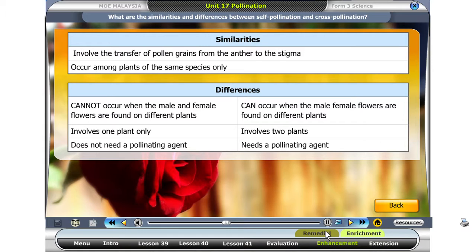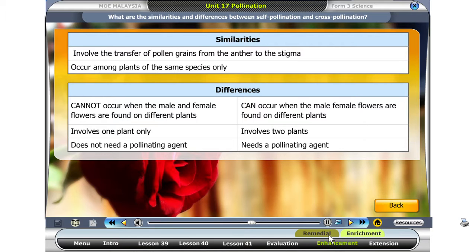What are the similarities and differences between self-pollination and cross-pollination? Self-pollination and cross-pollination are similar because both involve the transfer of pollen grains from the anther to the stigma. Also, both self-pollination and cross-pollination occur among plants of the same species only. They do not occur among plants of different species.